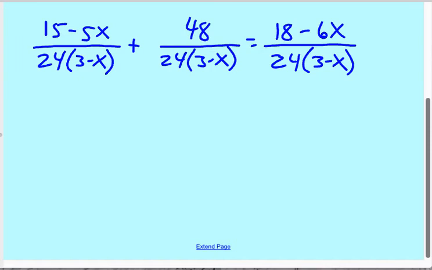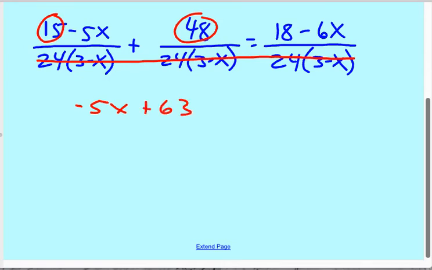We have a common denominator for all 3 of our fractions. I can go ahead and then cross that out and start solving. I'm going to have a negative 5x here. 48 and 15, positive 15, plus a 48 is going to give me 63 equals 18 minus 6x.